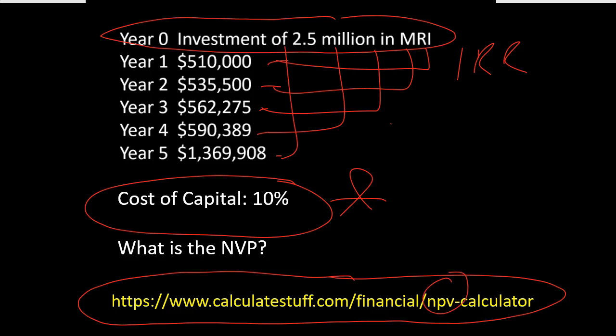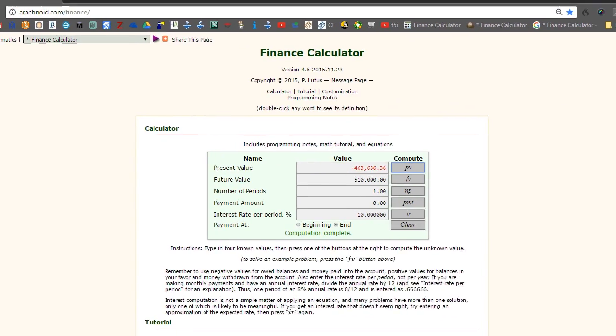But I want to show you that you could do this with the Arachnoid calculator as well. So let's bring back the Arachnoid. I'm not going to run through each cash flow, but I'll do a couple of them, and I think you'll see the pattern there. So let's bring back our Arachnoid calculator.